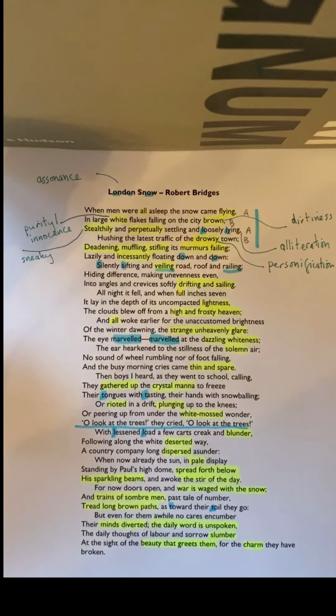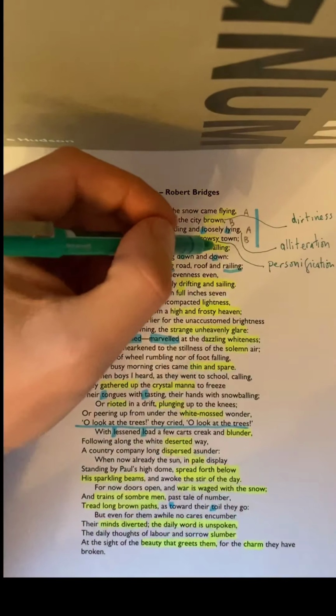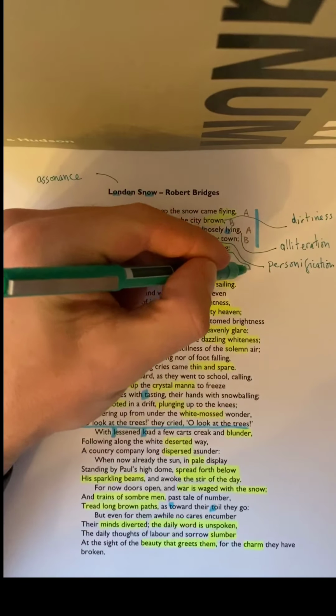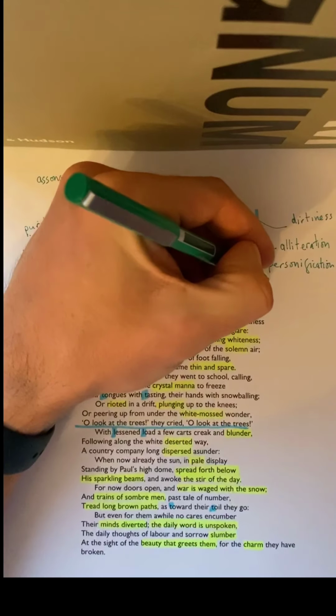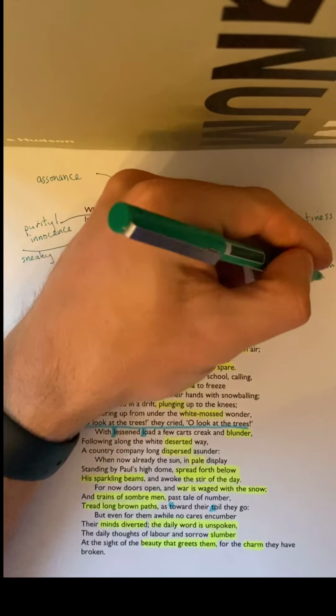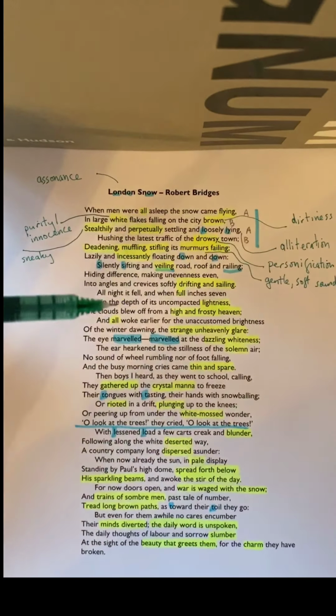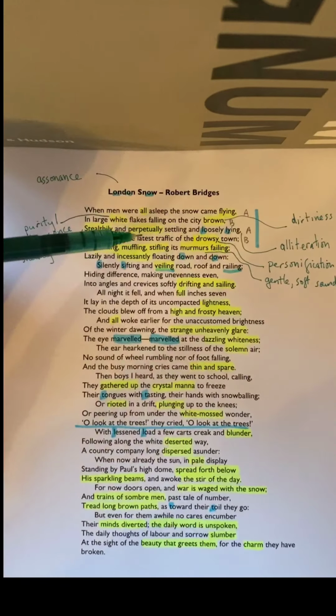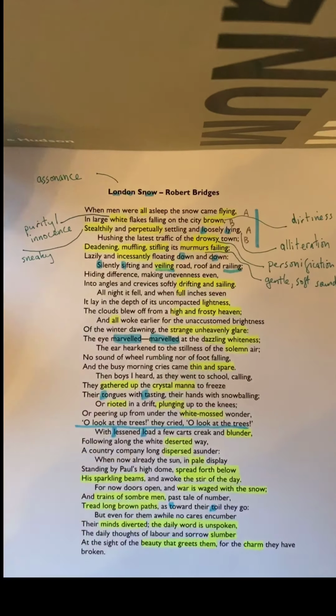So even the noise of the city is described as a murmur, or as a series of murmurs. And obviously we know that a murmur is quite a gentle, soft sound, isn't it? It's not a shout. So it's a gentle, soft sound, and even those soft sounds are already failing. Okay, so we're seeing here the power of the snow to change the city somehow.